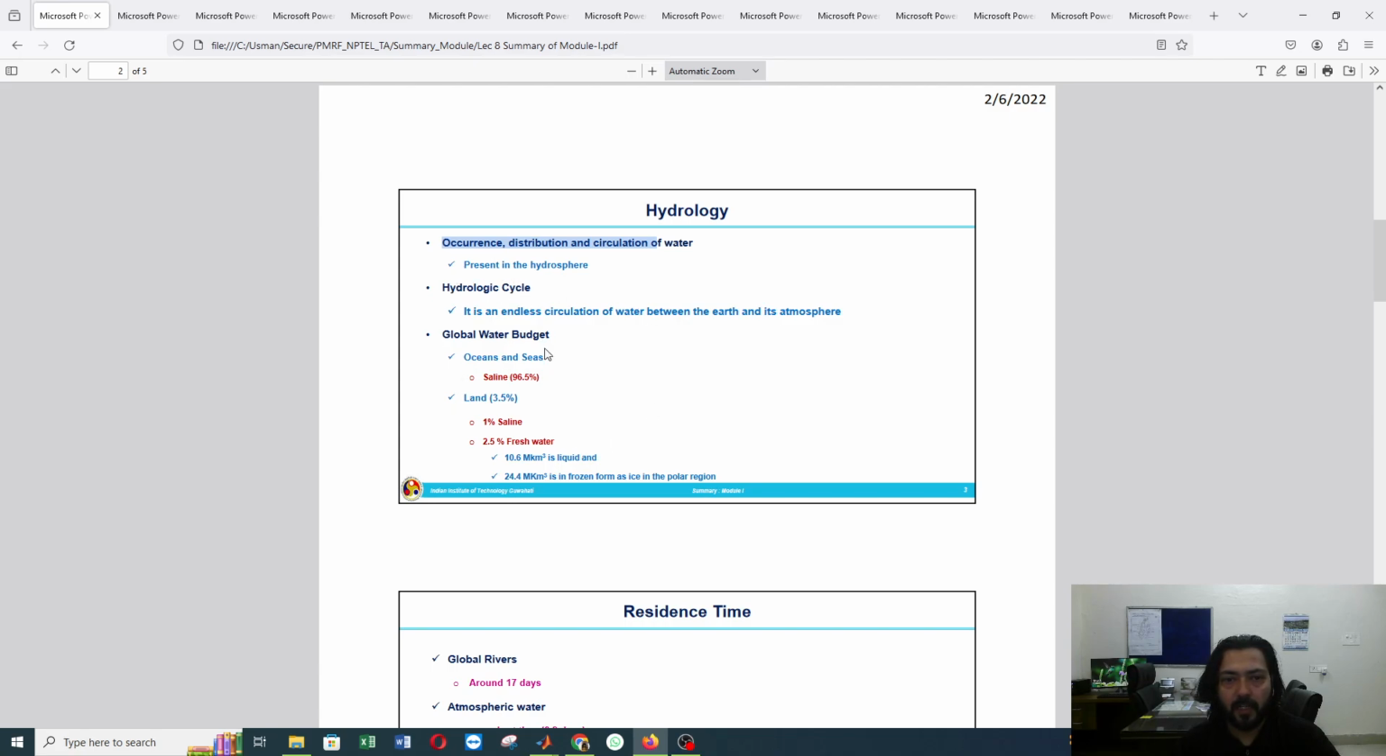The hydrological cycle is a circulation of water between the earth and its different phases, like between the earth and atmosphere. Then we talked about a very important term, which is called the global water budget.